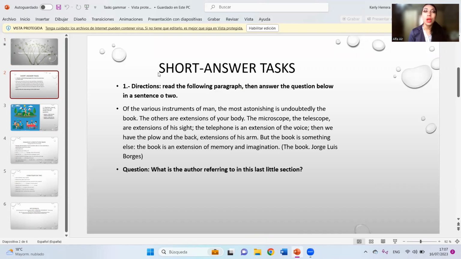Okay, you can also use a visual stimulus such as a picture so that the student can respond in one or two sentences. Okay, in this first short answer test, a student has to do a short reading and understand each word in order to respond grammatically and significantly correctly according to the question posed in this short task.